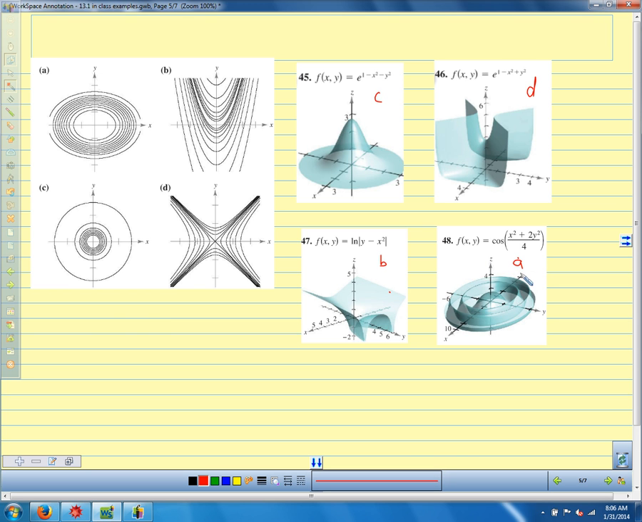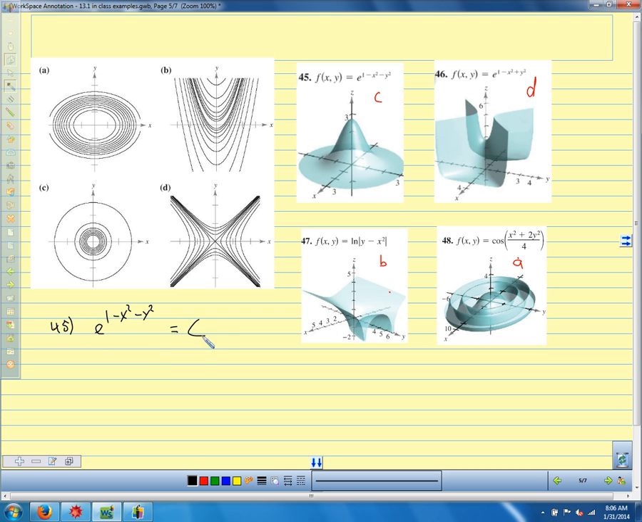Now let me show you how we would go about figuring this out analytically if we didn't have a picture of these surfaces. What do the contour lines look like? What are the level curves? So for number 45, we want e to the 1 minus x squared minus y squared equals a constant. We want to get an equation in terms of x and y for what these contour lines are going to look like.